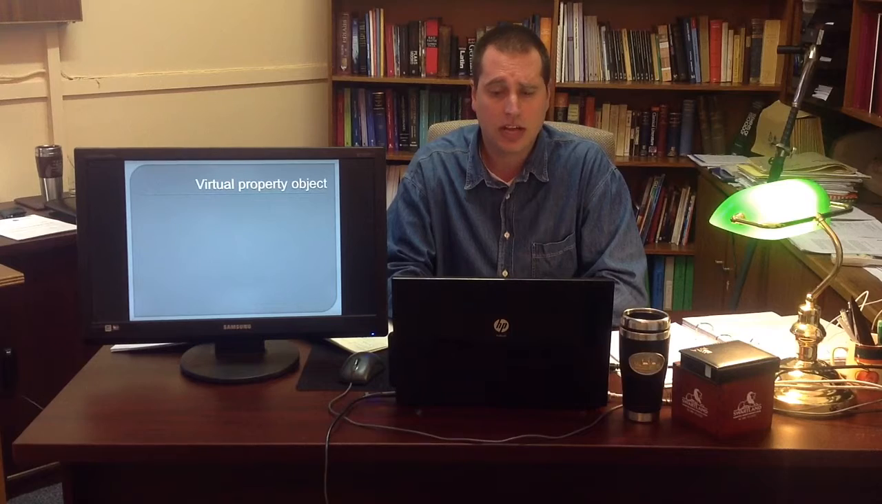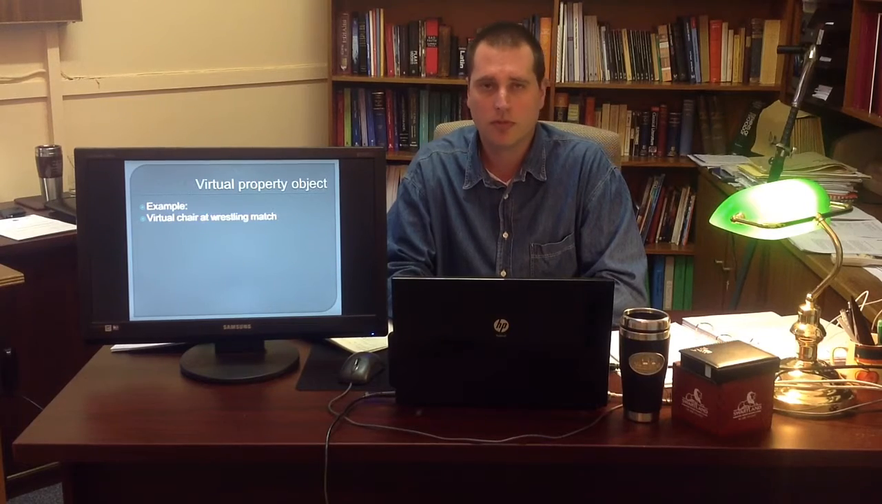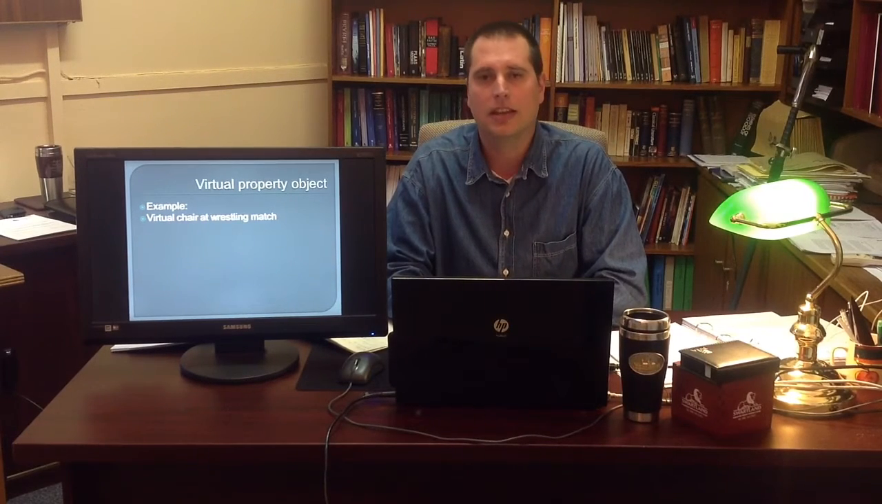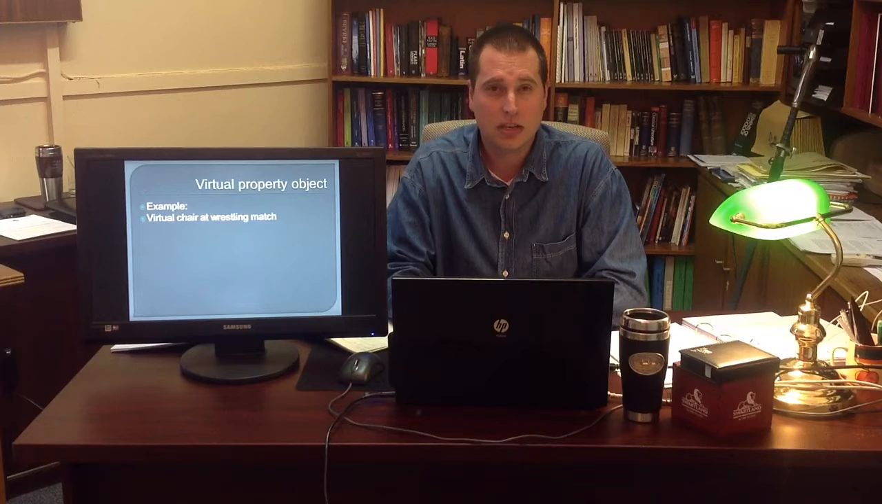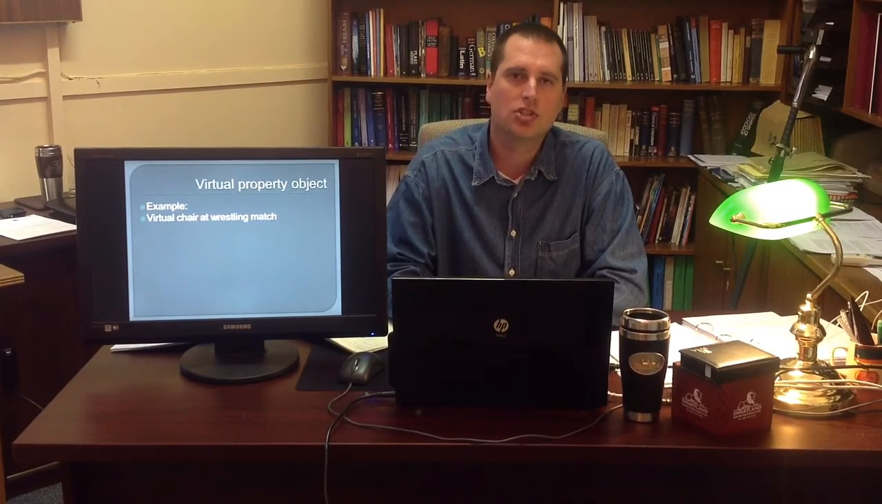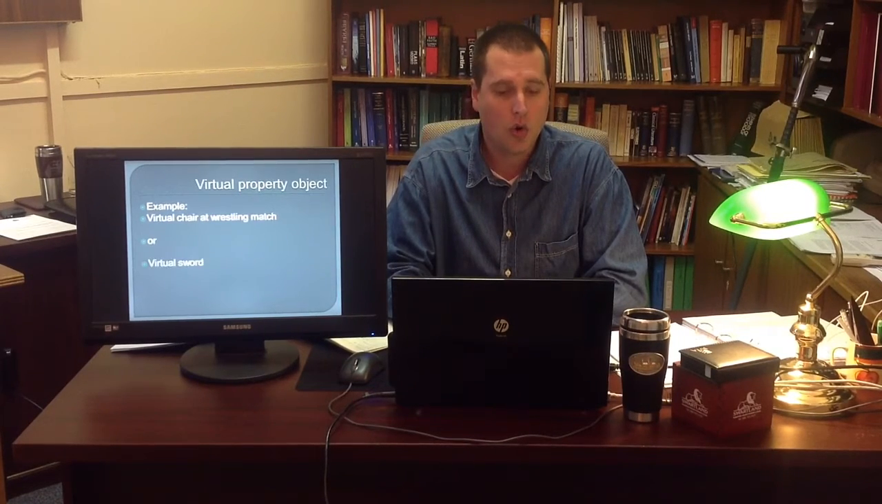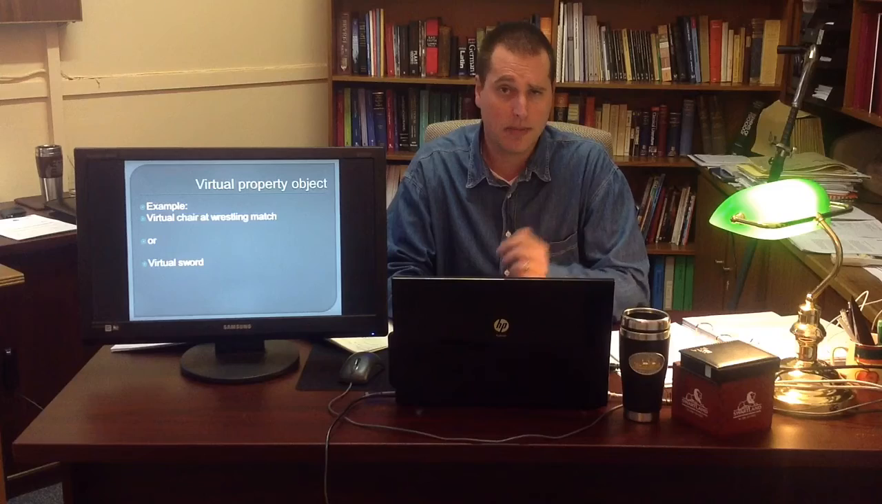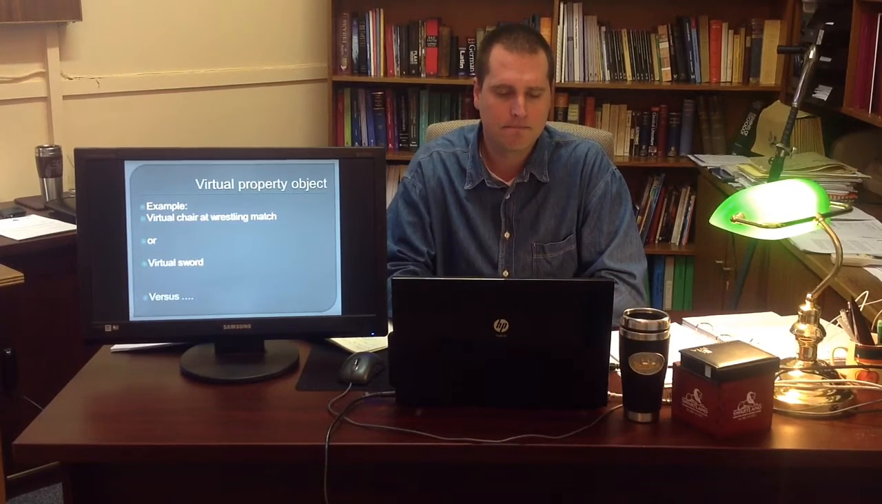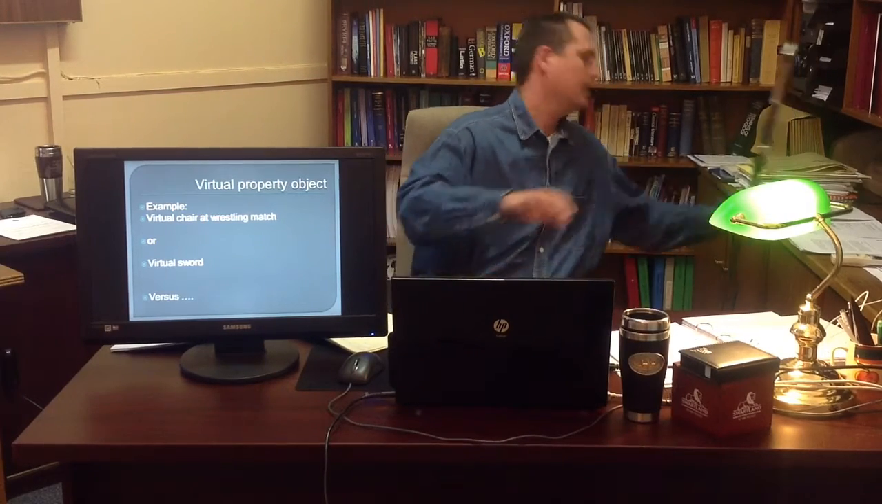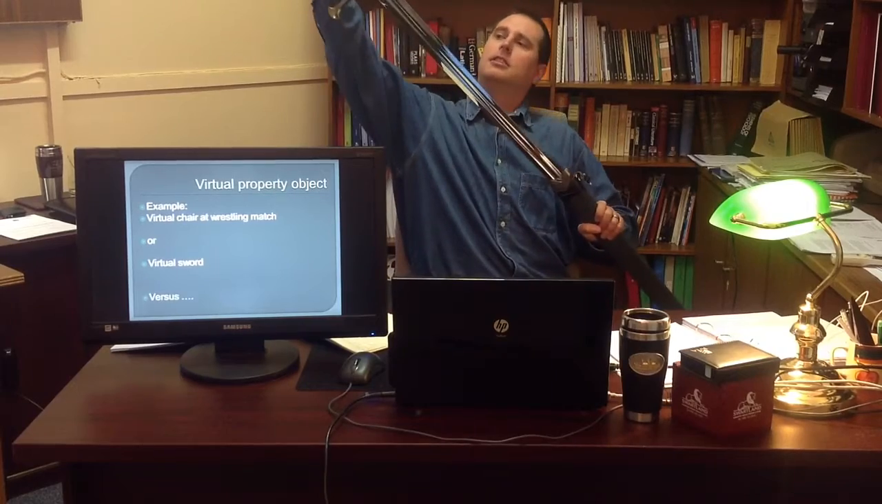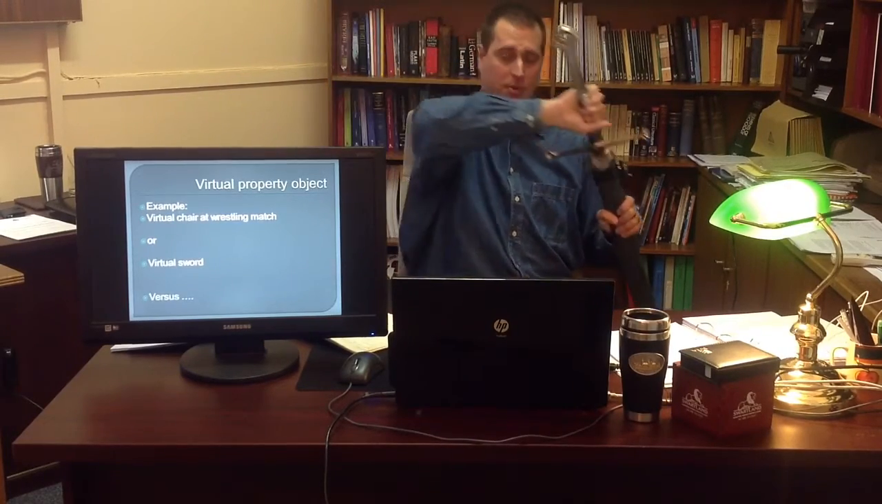So let's take a quick look at the virtual property object. An example is a virtual chair at the wrestling match. If form follows function, then in the virtual world, the virtual wrestler would hit his counterpart over the head with the virtual chair, and the virtual chair would break and damage his opponent. Or we have the virtual sword. Remember the one we saw at the beginning? Versus a nice real-world counterpart.